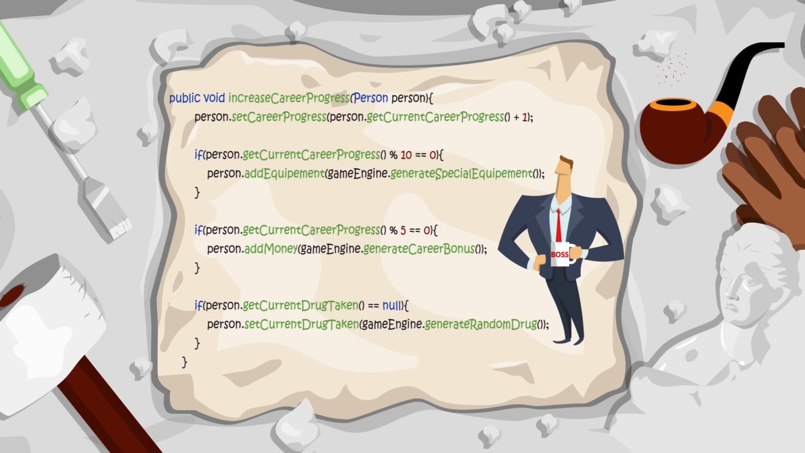So like a new graphics card to his laptop? Okay, next, every 5 career points, we generate a bonus. So I guess he gets a bunch of cash at his disposal. And finally, if there is no drug in that person, we generate one and give it to him. Wow, that starts to be dodgy. I need to talk to the developer responsible for this thing.